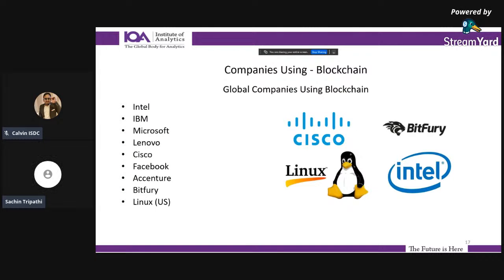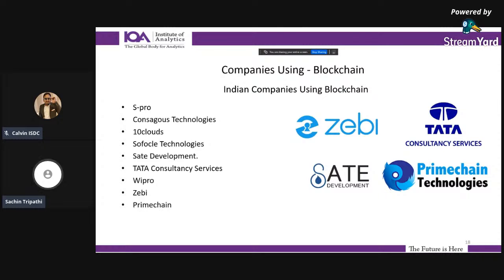Now these are the companies. Primarily network agencies like Cisco. Then we have got Bitfury, Linux, Intel, Facebook, Accenture, Lenovo, IBM. Among Indian companies, we have Zebi, TCS, Prime Chain, and then Wipro. So these are top companies, the top 9 to be very precise. But there are more than 500 startups as of now in just 8 or 9 months. I'm not very exact, and I'm not telling it in a very exact order, but yes, there is a big chunk of startups coming up.